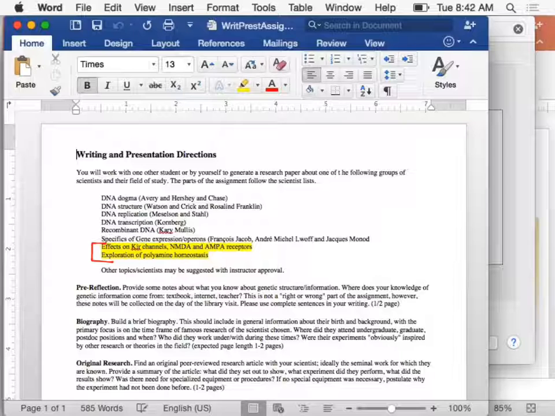So as part of our writing assignment, you need to potentially work with someone to put together a presentation for the class about genetic information. So ultimately DNA, RNA, that kind of material. And there are some exceptions to that which we'll address.